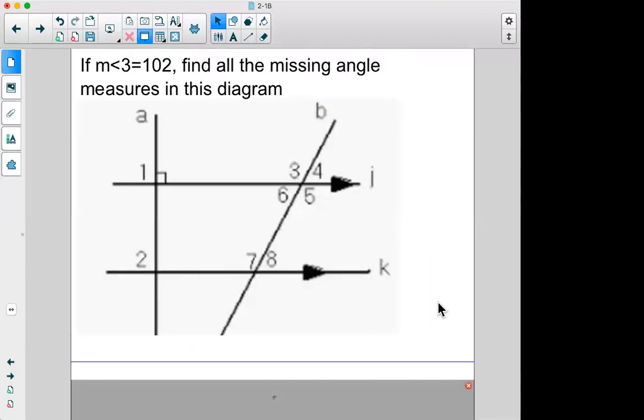So pause the video and find all the missing angles in this diagram. You're given that J is parallel to K. That's what these fat matching arrowheads mean. And you're given that measurement of angle 3 is 102.